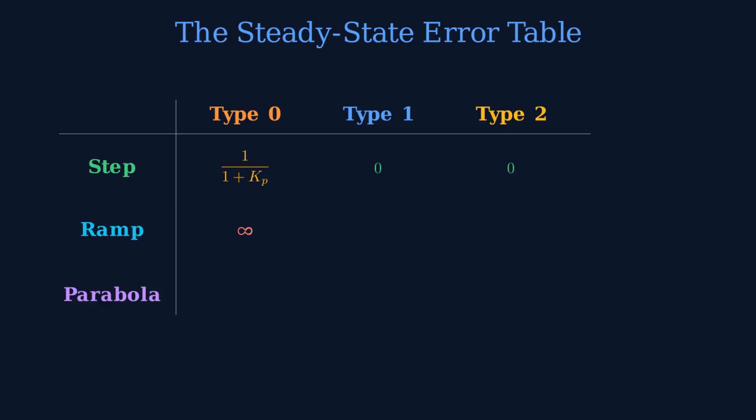For a parabola input, type 0 and 1 give infinite error. Type 2 gives 1/Ka. Type 3 and higher give 0. This table is the key result. Each row is an input type. Each column is a system type.